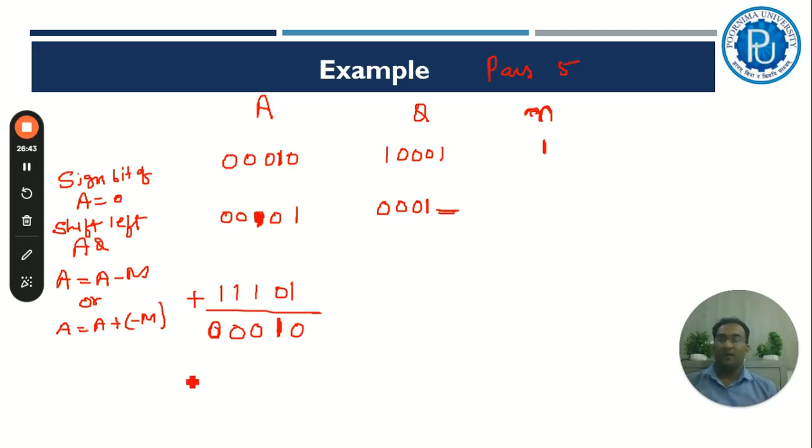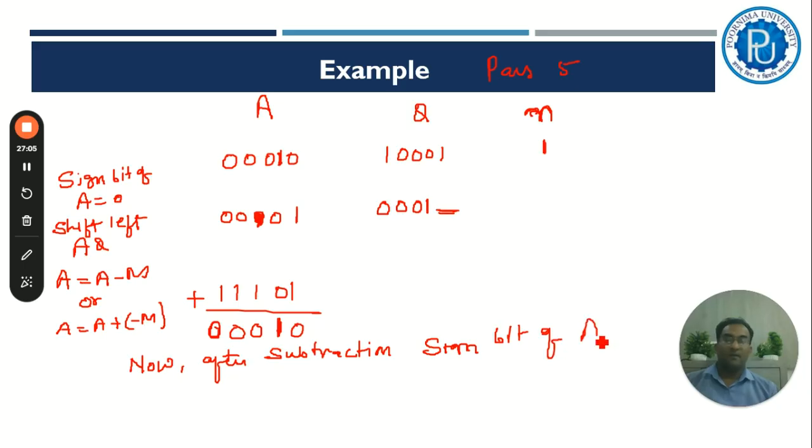Now, as you are seeing, after subtraction, the sign bit of A is 0.